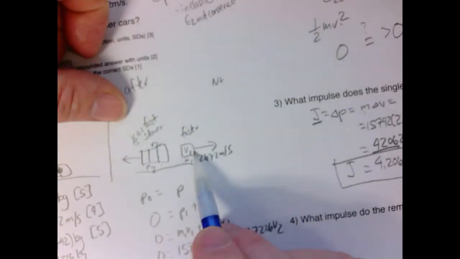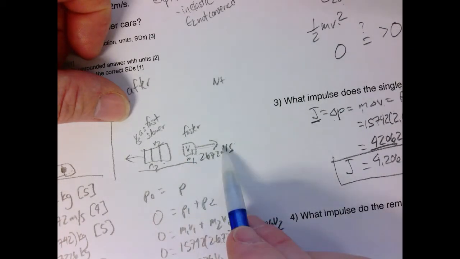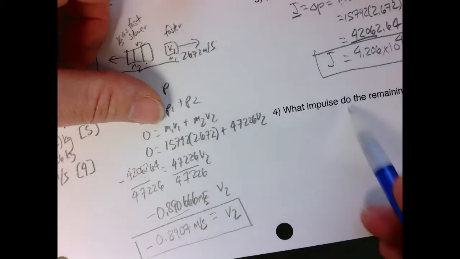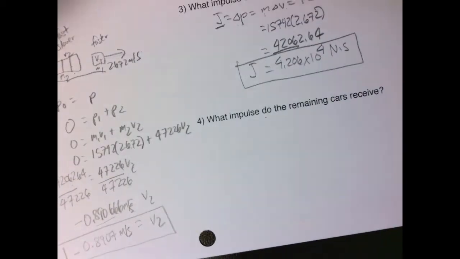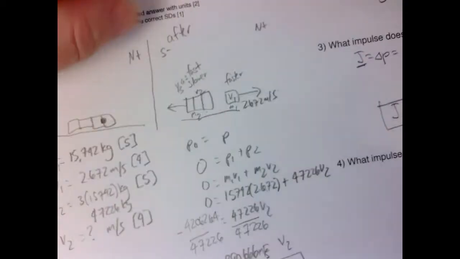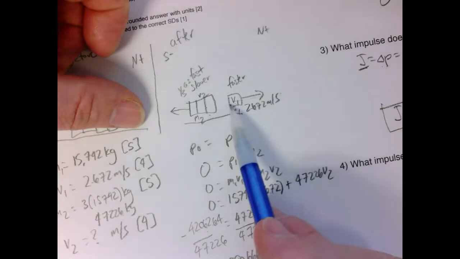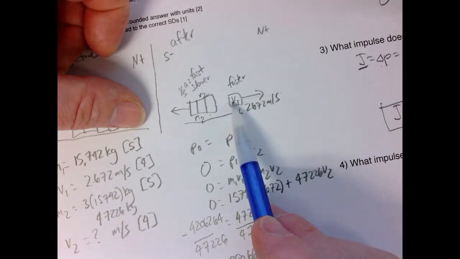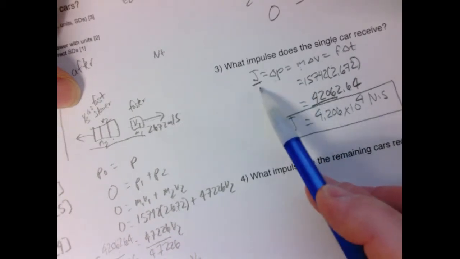See if that makes sense. Impulse is a vector, so in this case here, its momentum changed in this direction, so it did receive a positive impulse. Now, what impulse do the remaining cars receive? Well, let's consider this. For every action, there's an equal and opposite reaction. They exert equal and opposite forces on each other for the same amount of time, and that is F delta t. So the change in momentum must be equal, and therefore the impulses are equal.